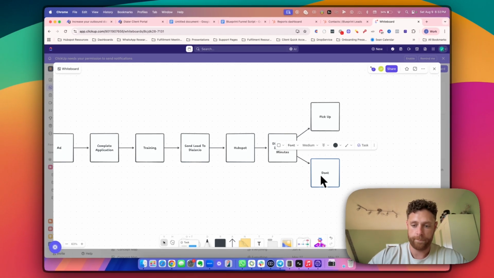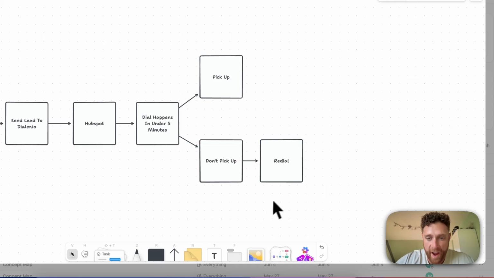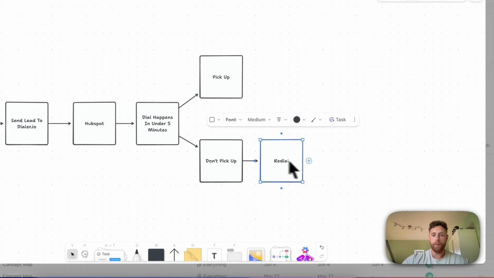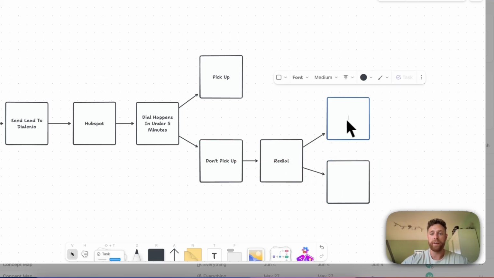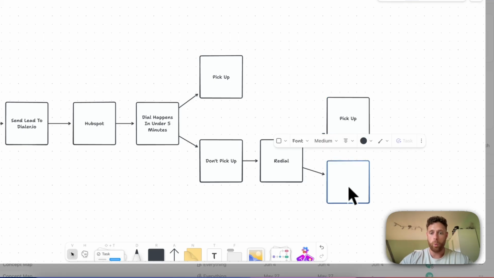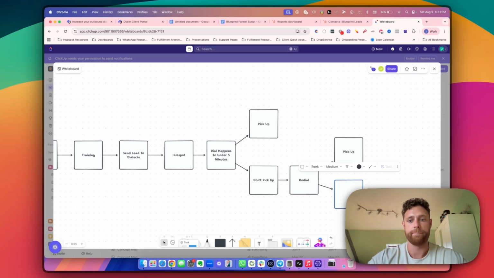So they don't pick up. And if they don't pick up, then what happens? Well, then we're going to redial, and we're going to keep redialing. Now, after we go through all of our redials, again there are two things that can happen. They can pick up or they don't pick up, right? So again, don't overcomplicate this. All we're trying to do is visualize where these leads are going to slip through the cracks, where they're going to fall out of the funnel, and we're going to go catch them, okay?